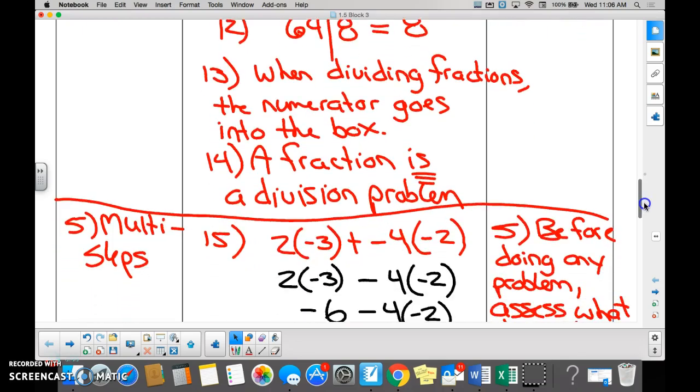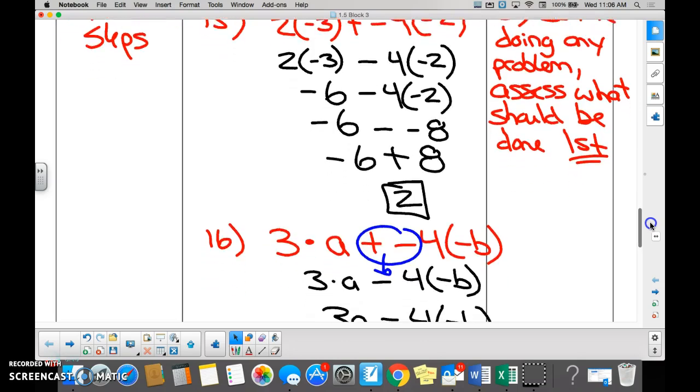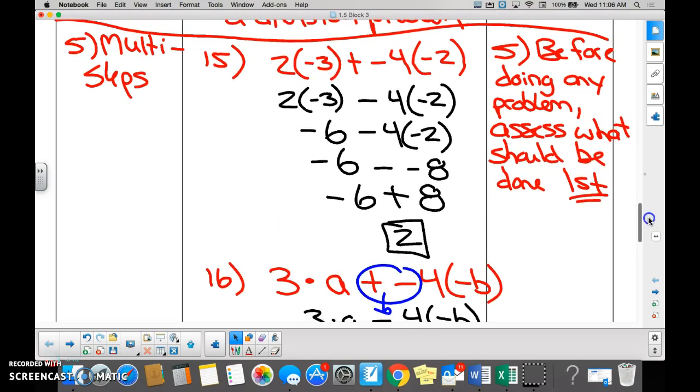And then multi-steps right down here. Number 15 was kind of cool. Number 16 was even more cool because we used some algebra. The big thing is before you jump into PEMDAS, you should always assess the problem, right? And assessing the problem in this situation means we got to look for any rewrites.